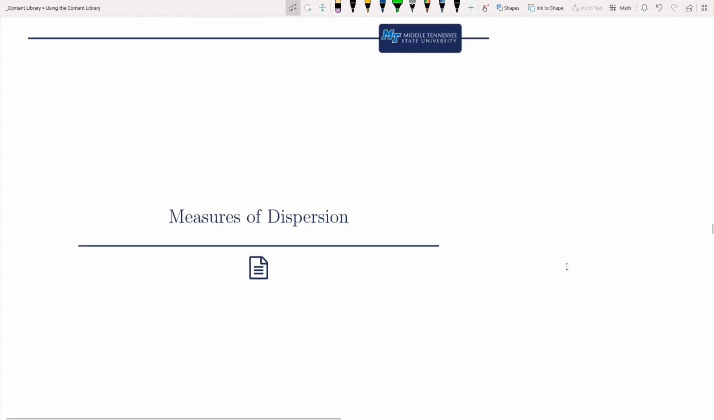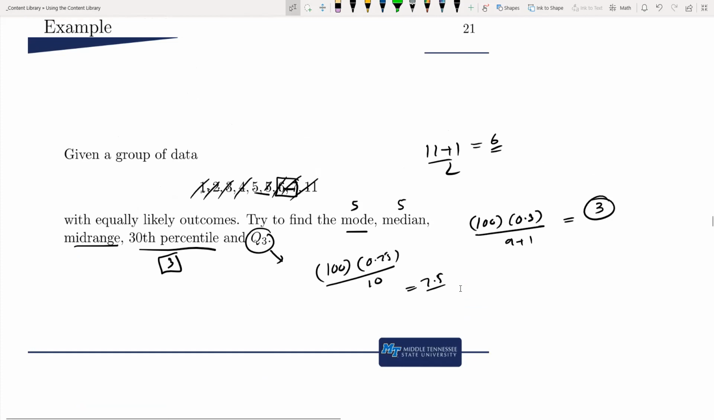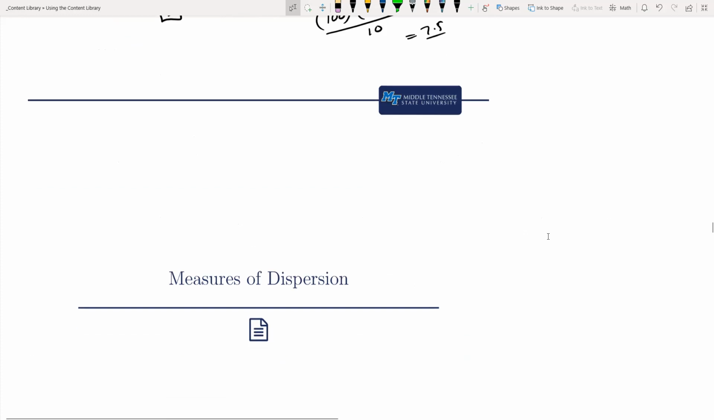Okay, so that's the end of measures of central tendency. Our next lecture would be about measures of dispersion.